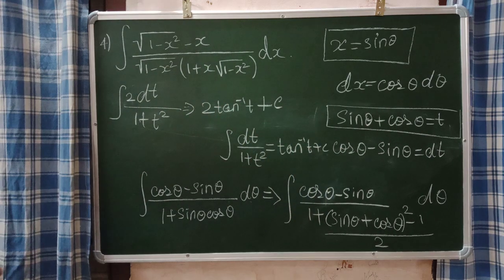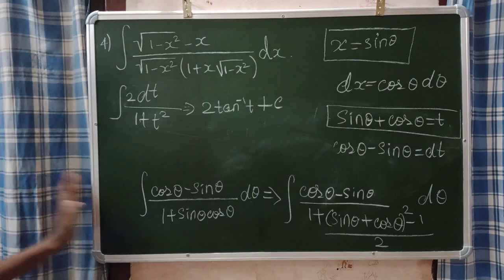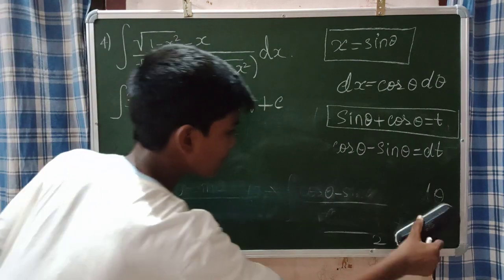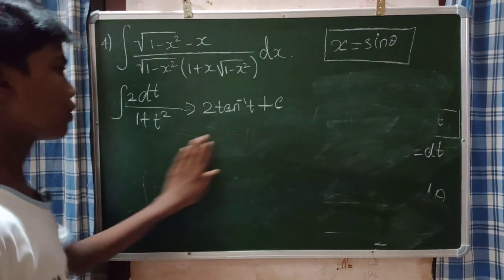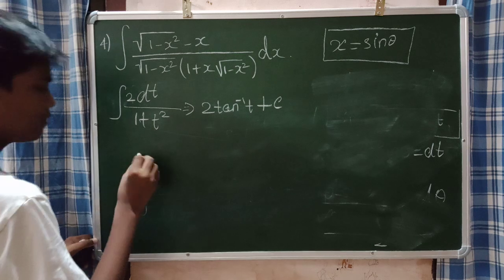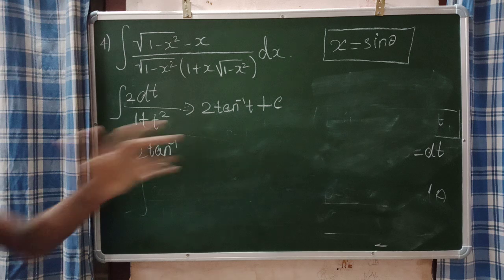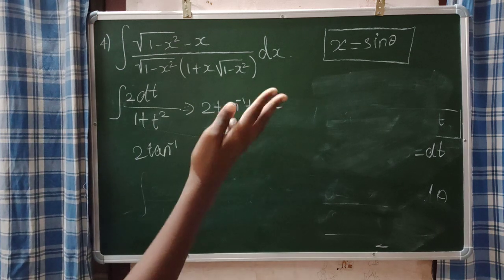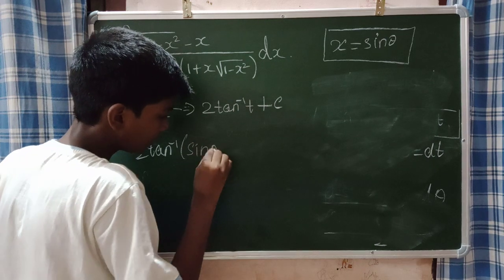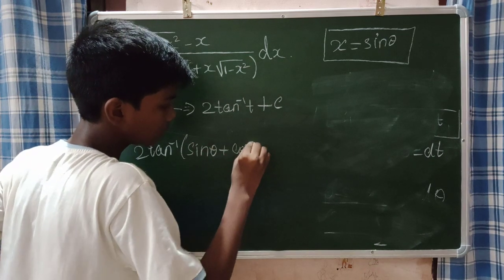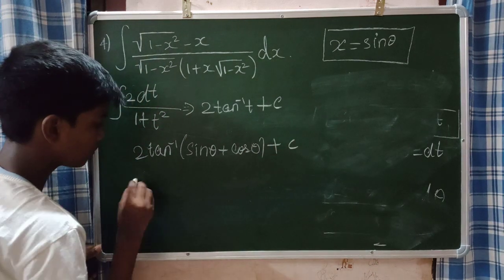Using the formula only I am writing, guys. So tan inverse of t plus some constant. I will rub what I wrote earlier. This is all we got. Now it is 2 tan inverse of t. What is t here? The t is what we took, that is sin theta plus cos theta. In the question, we took t as sin theta plus cos theta, then plus some constant.